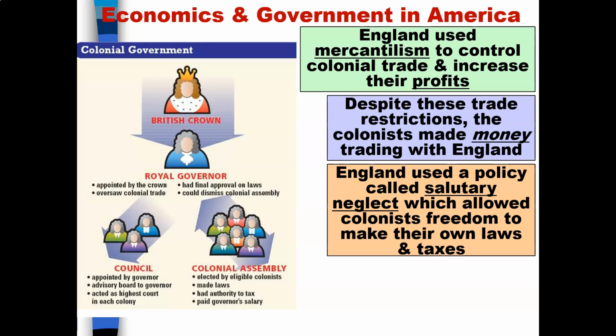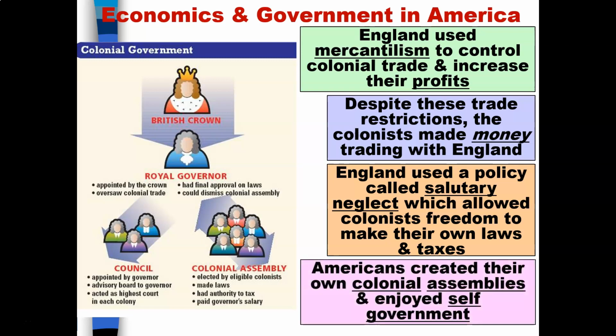And to the left, you see an image here of how the colonial government was structured. Way at the top of the colonial government, you had the British Crown. Underneath the British Crown, you had the royal governors, which were appointed by the Crown, oversaw colonial trade, had final approval on laws, and could also dismiss colonial assembly. Underneath the royal governor, you had councils, which were appointed by the governor, an advisory board to the governor, and acted as the highest court in each colony.